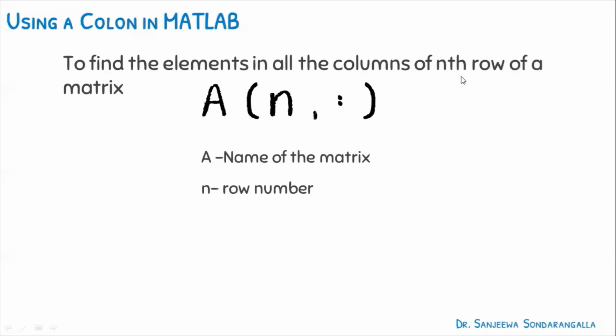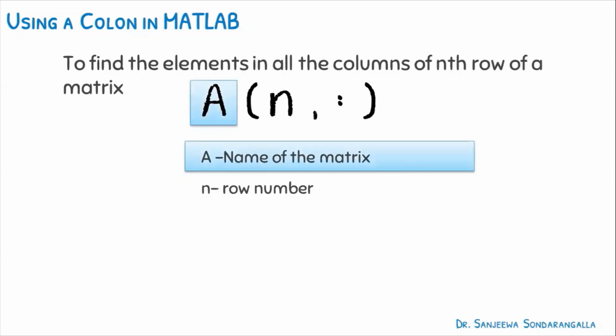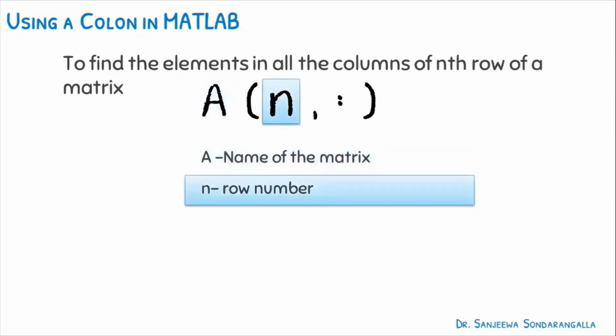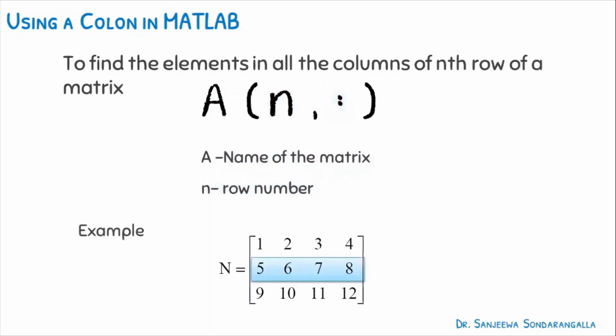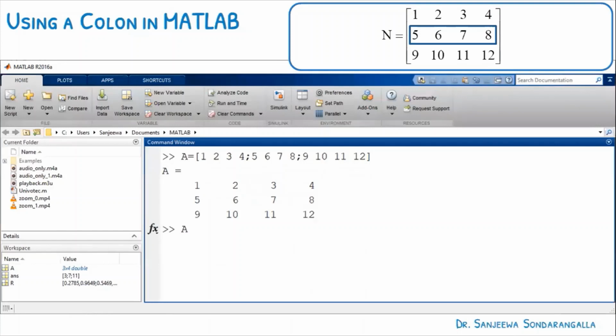To find all elements in any row, use this command: matrix name, within bracket, row number, comma, colon. Now see this example. Type A, open the bracket, 2, comma, colon, close the bracket, then enter. This result shows all elements in the second row of matrix A.